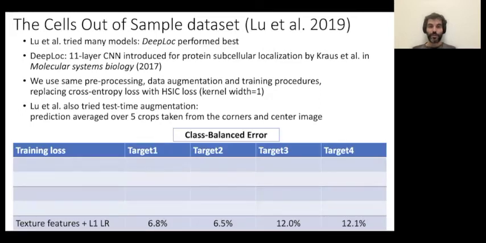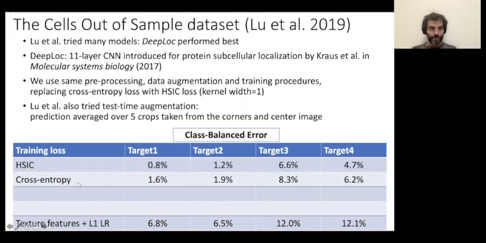And what we see, so we're showing class balanced error. There were 7 classes, but there weren't variants. And remember, target one is the ordinary test set, and 2, 3, 4 are shifted more and more with respect to the source distribution. So this is just the baseline texture features and L1 logistic regression.